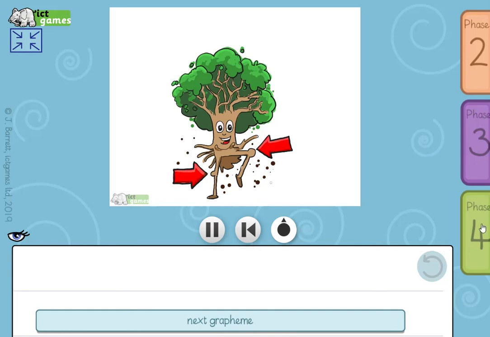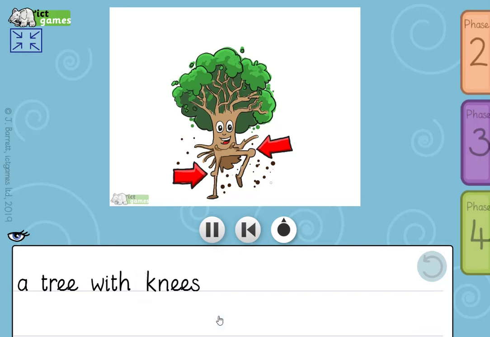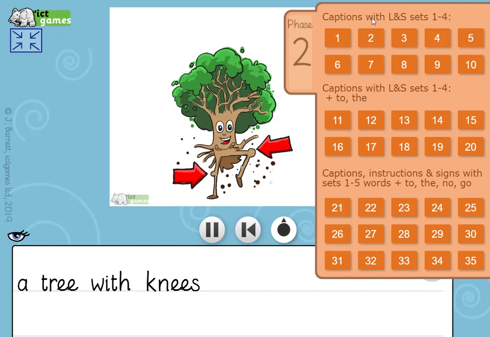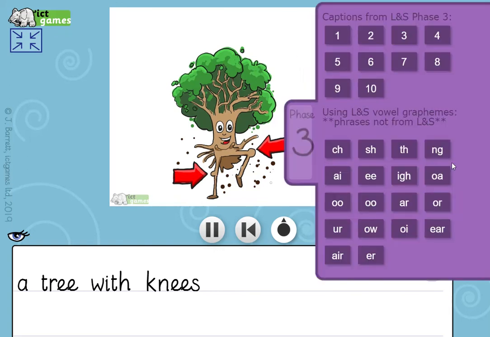Now, because this isn't a phase 4 video, this is a phase 3 video, it doesn't have a capital letter at the beginning. It's an earlier step than that. And it's just the same as lots of these, all of these sounds and all of these words have come out of the Letters and Sounds document. So at the end of each phase, where it gives you the words that you could use, those are the words I've used to make these crazy sentences. So for example, where it says captions with Letters and Sounds sets 1 to 4, these are sentences that Letters and Sounds actually offers.